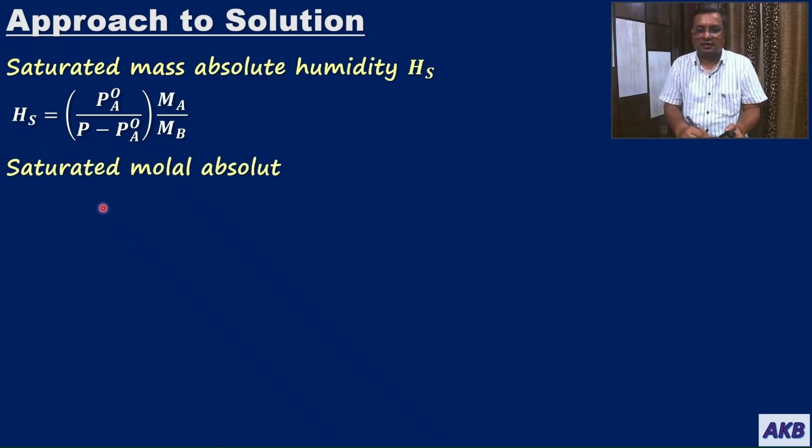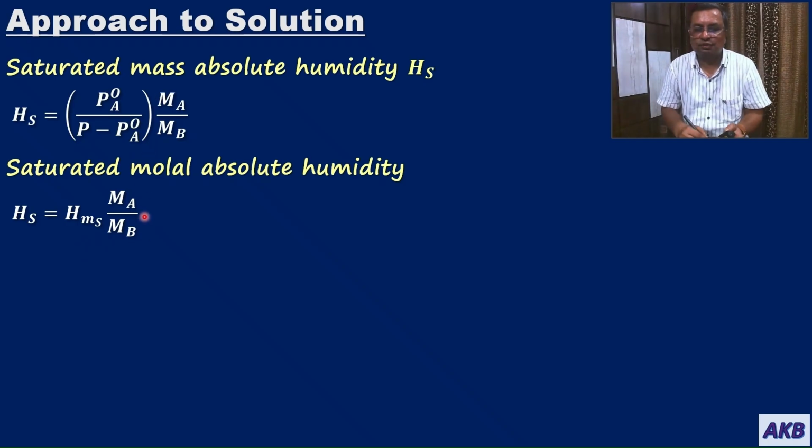And then saturated molar absolute humidity we can get by using this equation. Hs is equal to Hms into Ma upon Mb. Hs will be known in the first step. Ma and Mb will be known to us, and we can easily get Hms. So we will be using these two equations for getting the required quantities. So let us move ahead.